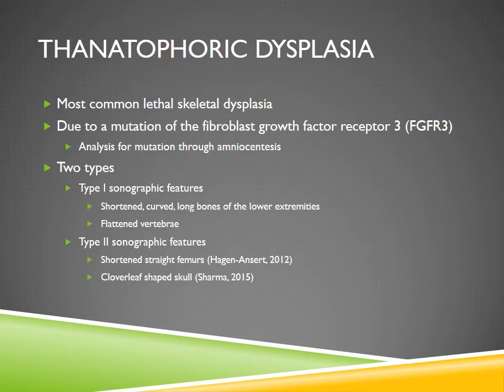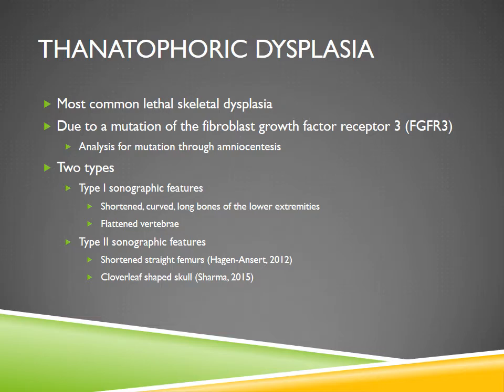Type 1 presents sonographically with shortened, curved long bones of the lower extremities and flattened vertebrae. In contrast, type 2 is characterized by shortened but straight femurs, flat vertebral bodies, and the addition of a cloverleaf-shaped skull. The cloverleaf skull occurs typically when there exists a premature closure of the coronal and lambdoid sutures, creating a trilobed skull.